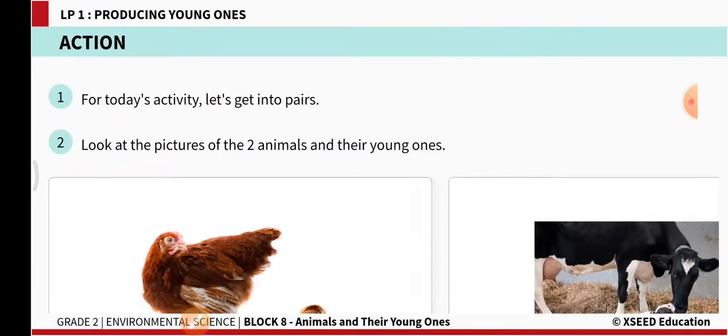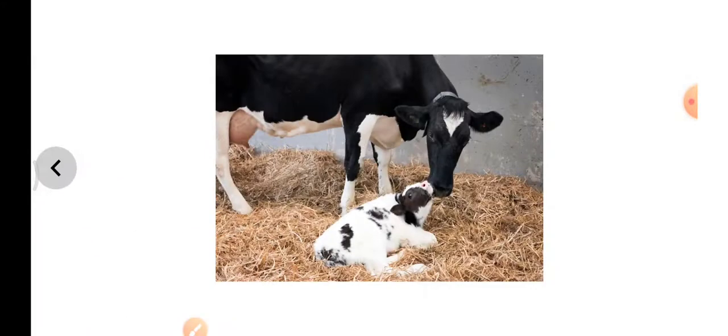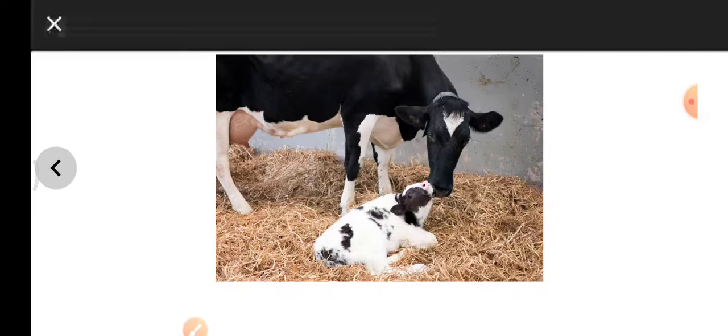Right? So here in this picture we can see the cow and it produced its young one directly. Okay? So you can see this.